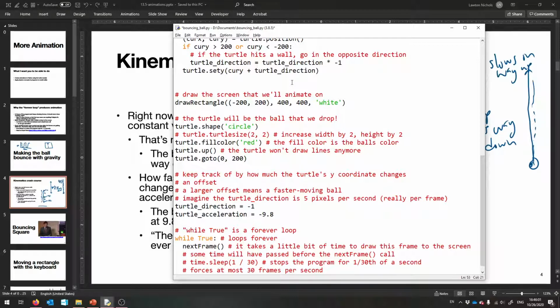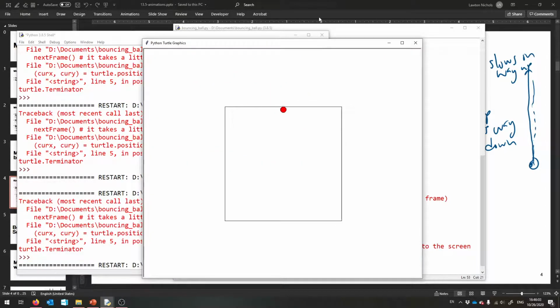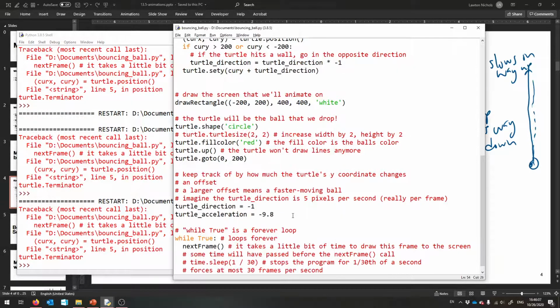Let's try a direction. Let's try -1. Let's make it move pretty slowly at the start. That'll make things easier on us. And let's have the acceleration be negative 9.8 pixels per frame, I guess.